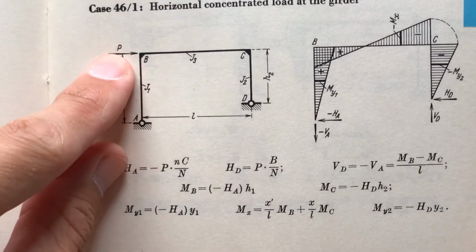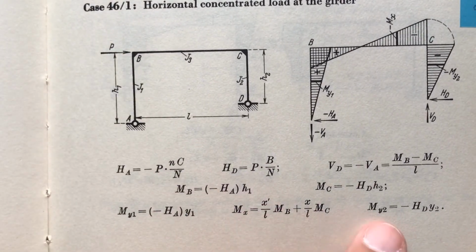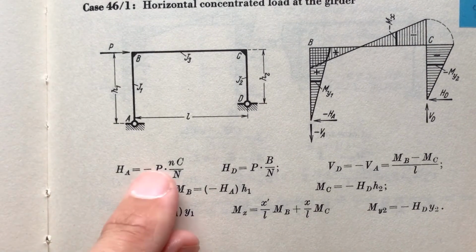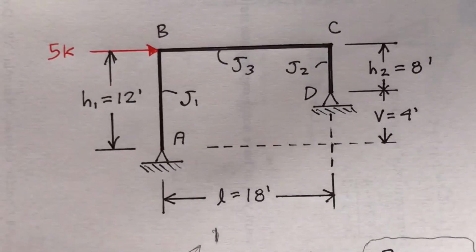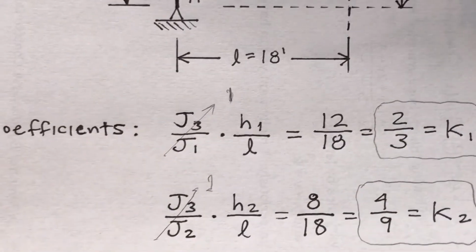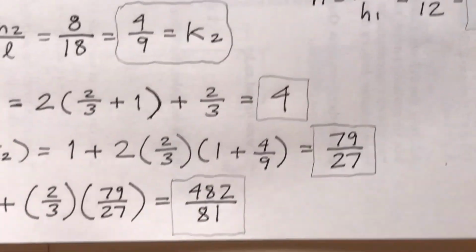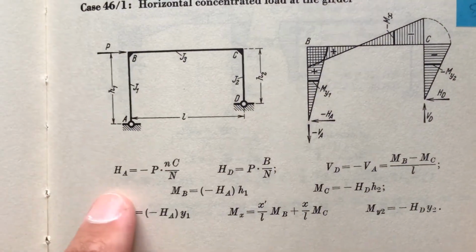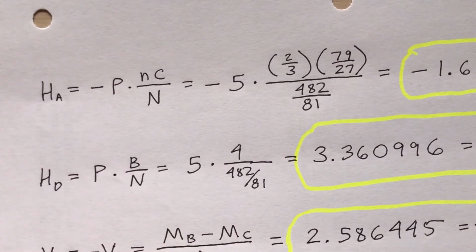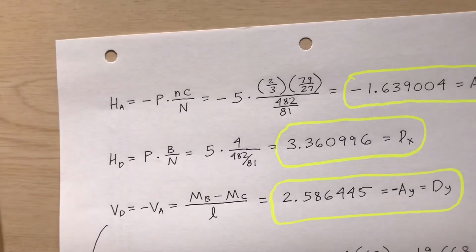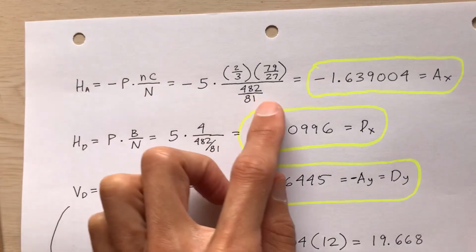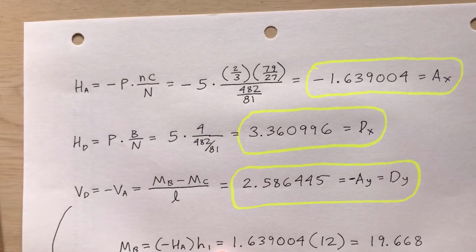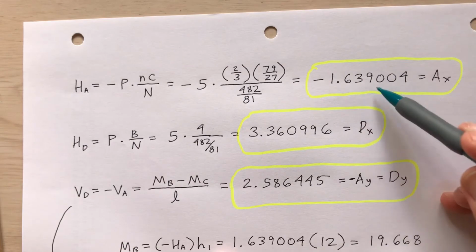The load is P. He's calling it P, so notice that some of these formulas involve P, right there, right there. Once again, here's my frame. I know what all the variables are. I calculated the coefficients a moment ago. Remember that? So now stick everything into these formulas. That's what I have here. H sub A is negative P times NC over N. Stick the numbers in there. I'm getting a horizontal reaction at A of negative 1.639.